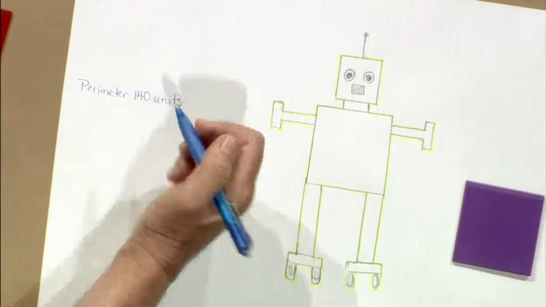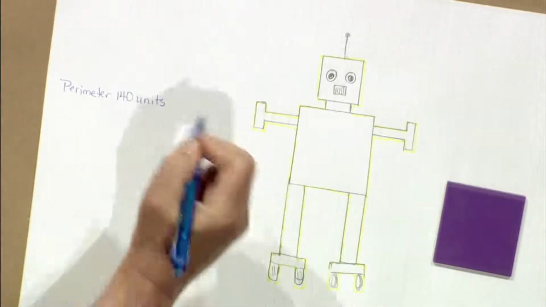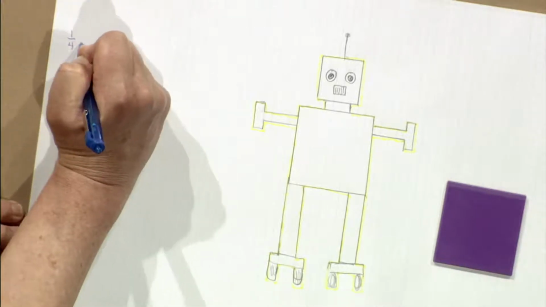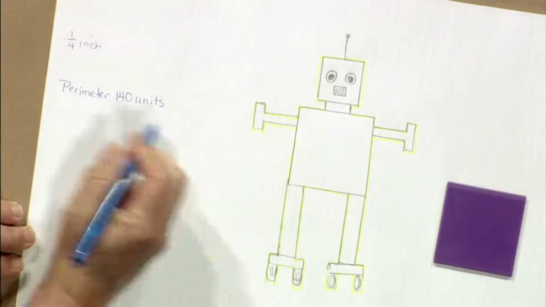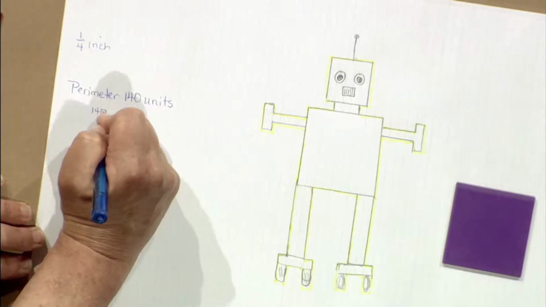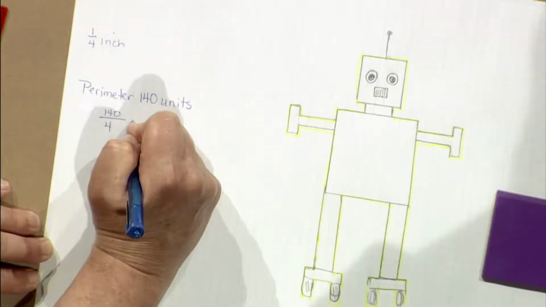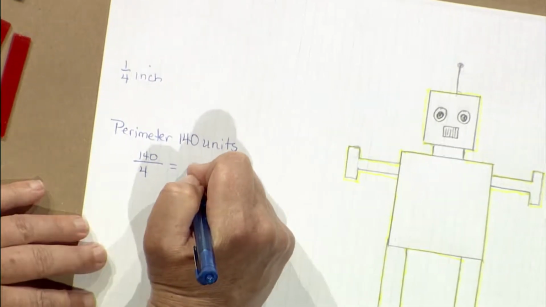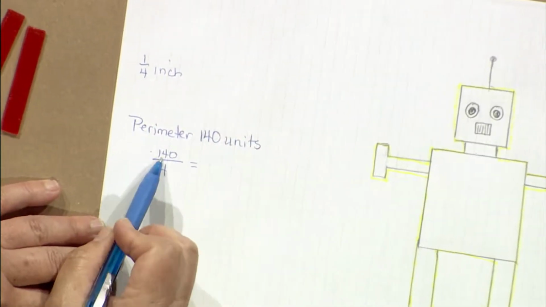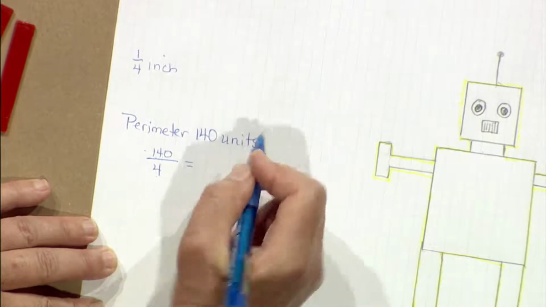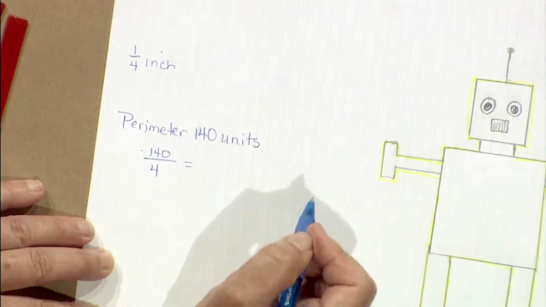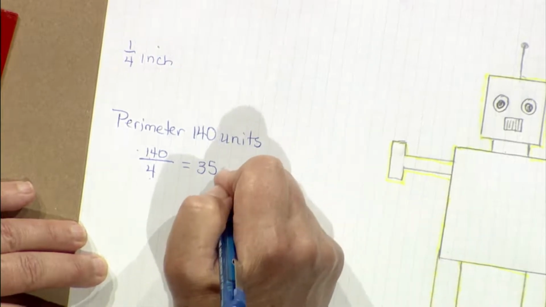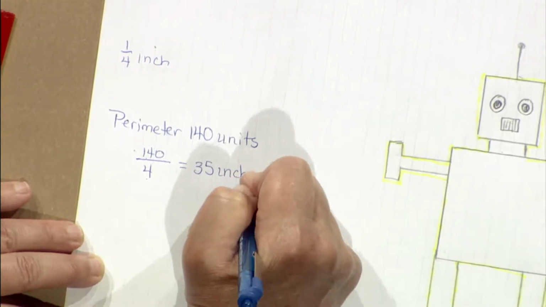So every inch is 4. That means 140 divided by 4 is 25 plus 10, right? It sure is. Let's see, 14 divided by 4 goes in 3 times with 20 left over. And so 5, 35. So 35 inches is the perimeter.